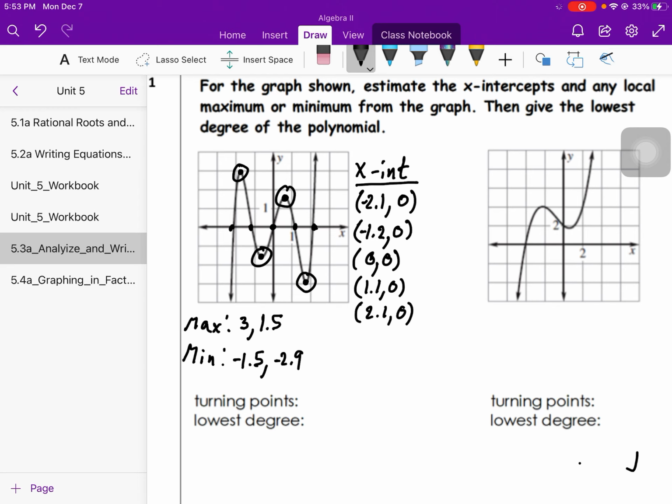Now the turning points are the number of times we change direction. So it's actually the number of mins and maxes. I circled 4 different points, so we have 4 turning points. Which makes sense because if you think about it, we have 1, 2, 3, 4, 5 solutions. And if it's 5 solutions, we would expect this to be a 5th degree polynomial. So that's what we're going to say here. And if you recall, the turning points is equal to the degree minus 1. So if we have a 5th degree, 5 minus 1 is 4. So that's why we have 4 turning points.